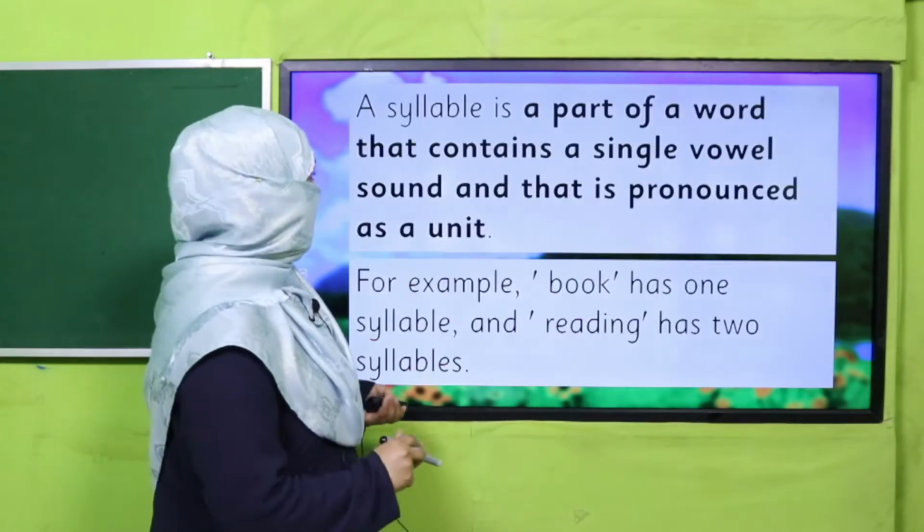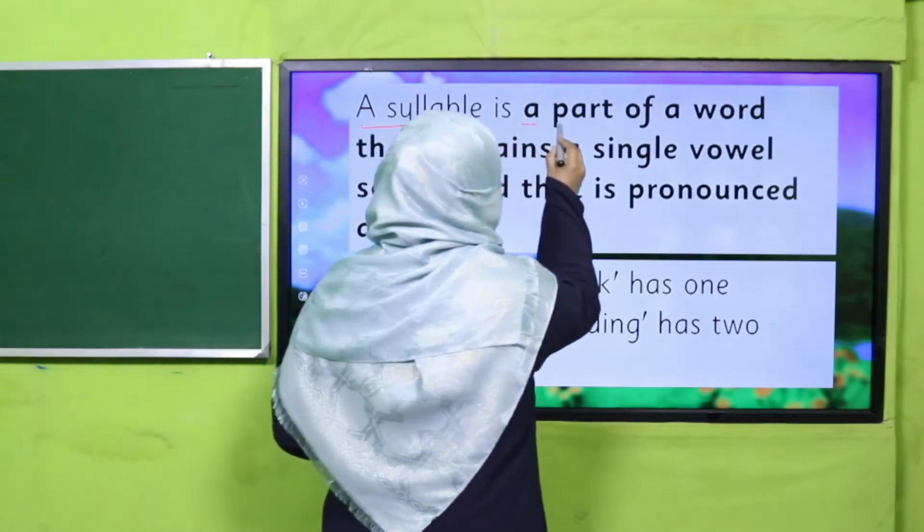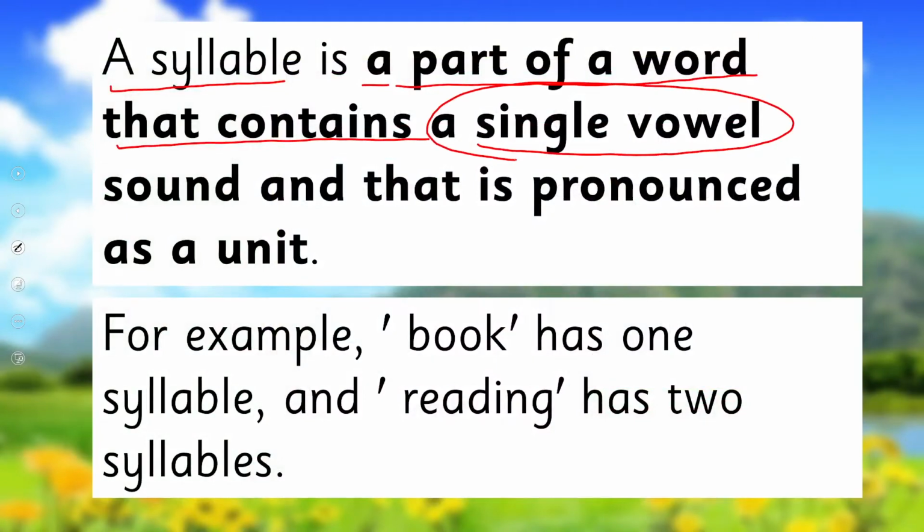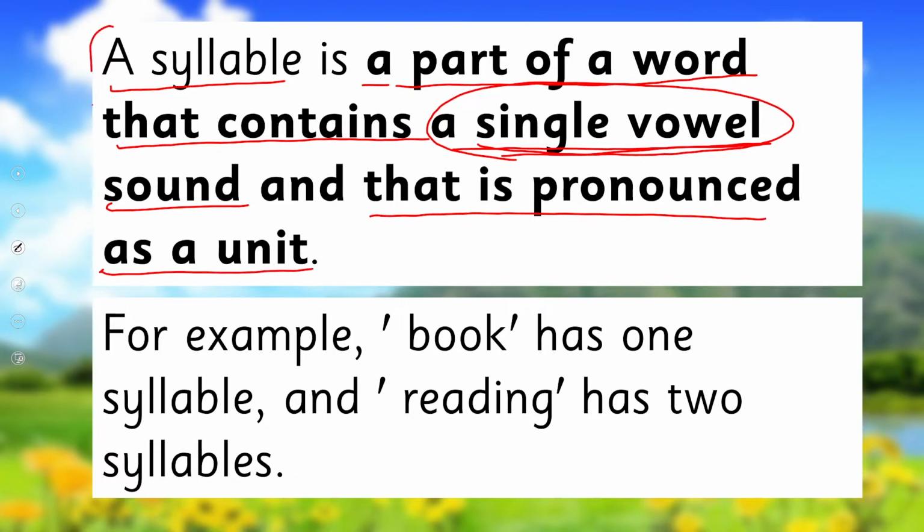Yes, my dear children, I hope you remember that a syllable is a part of a word that contains a single vowel sound. A single vowel sound makes one syllable, and that is pronounced as a unit. This example is book. Whenever I say single vowel sound, it doesn't mean one vowel. It means one vowel sound. Though there are two vowels here, they are making one sound. Book. That's why it's one syllable.